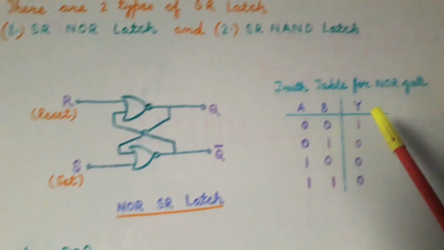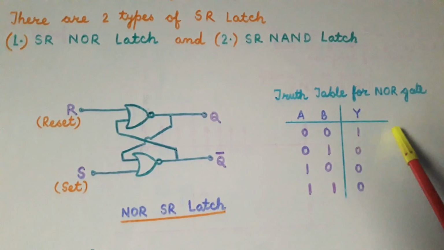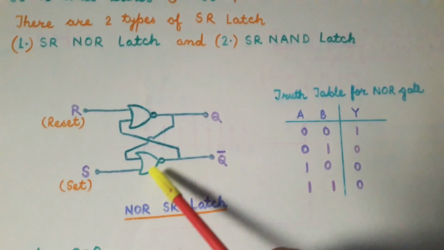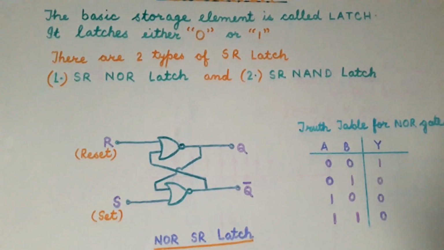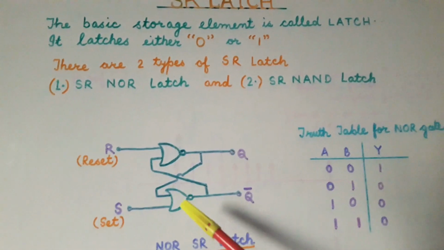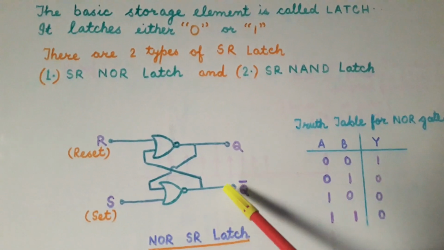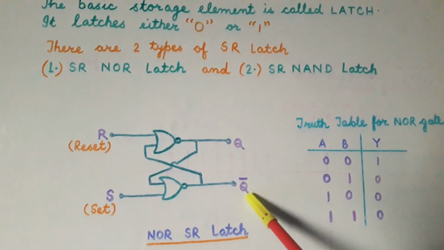Now we have drawn the truth table of the NOR gates, which we will use in our analysis of the SR NOR latch. Now let us consider the different cases, that is, let us analyze this circuit for the different values of the inputs S and R. And let us find the value of the outputs Q and Q bar in each case.